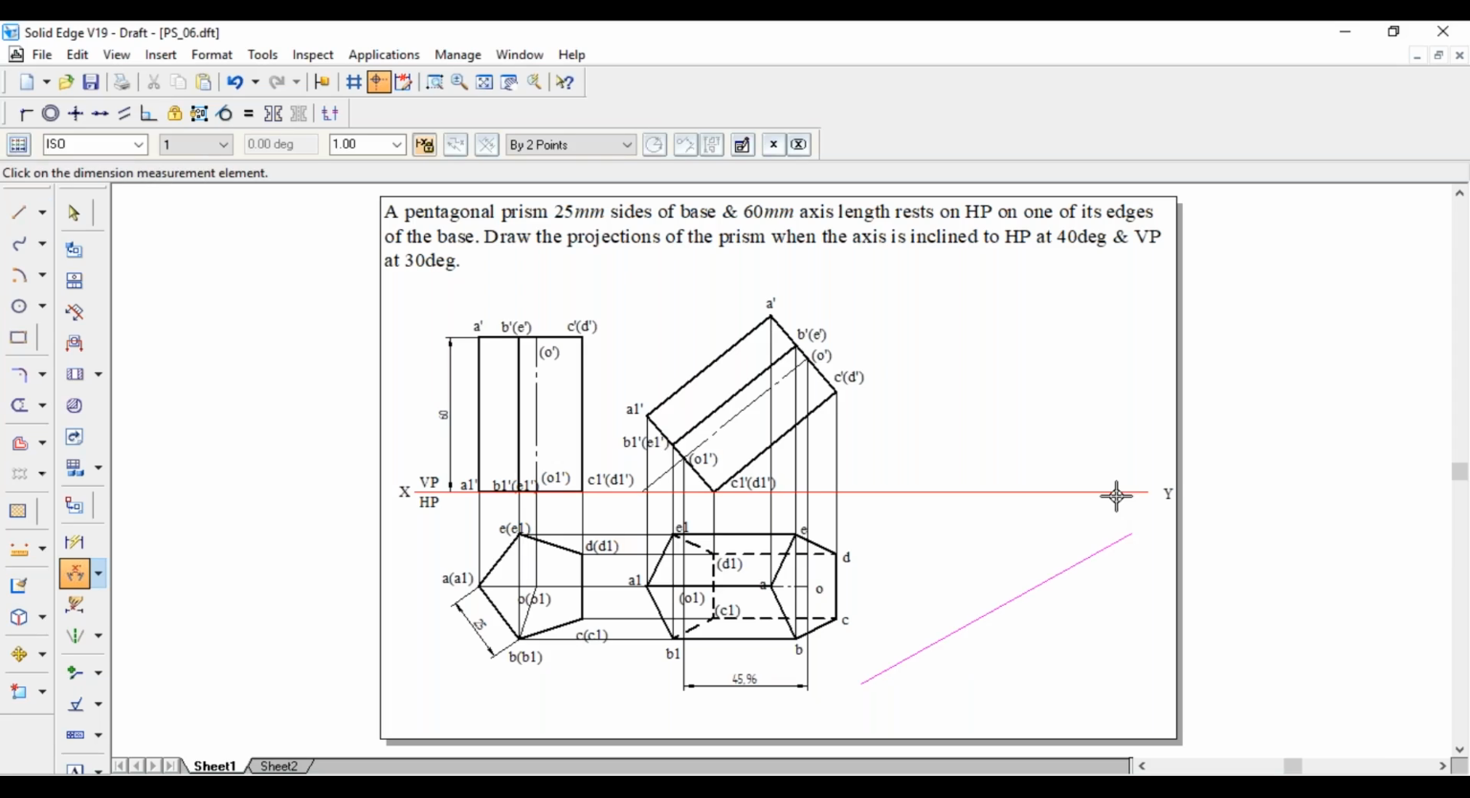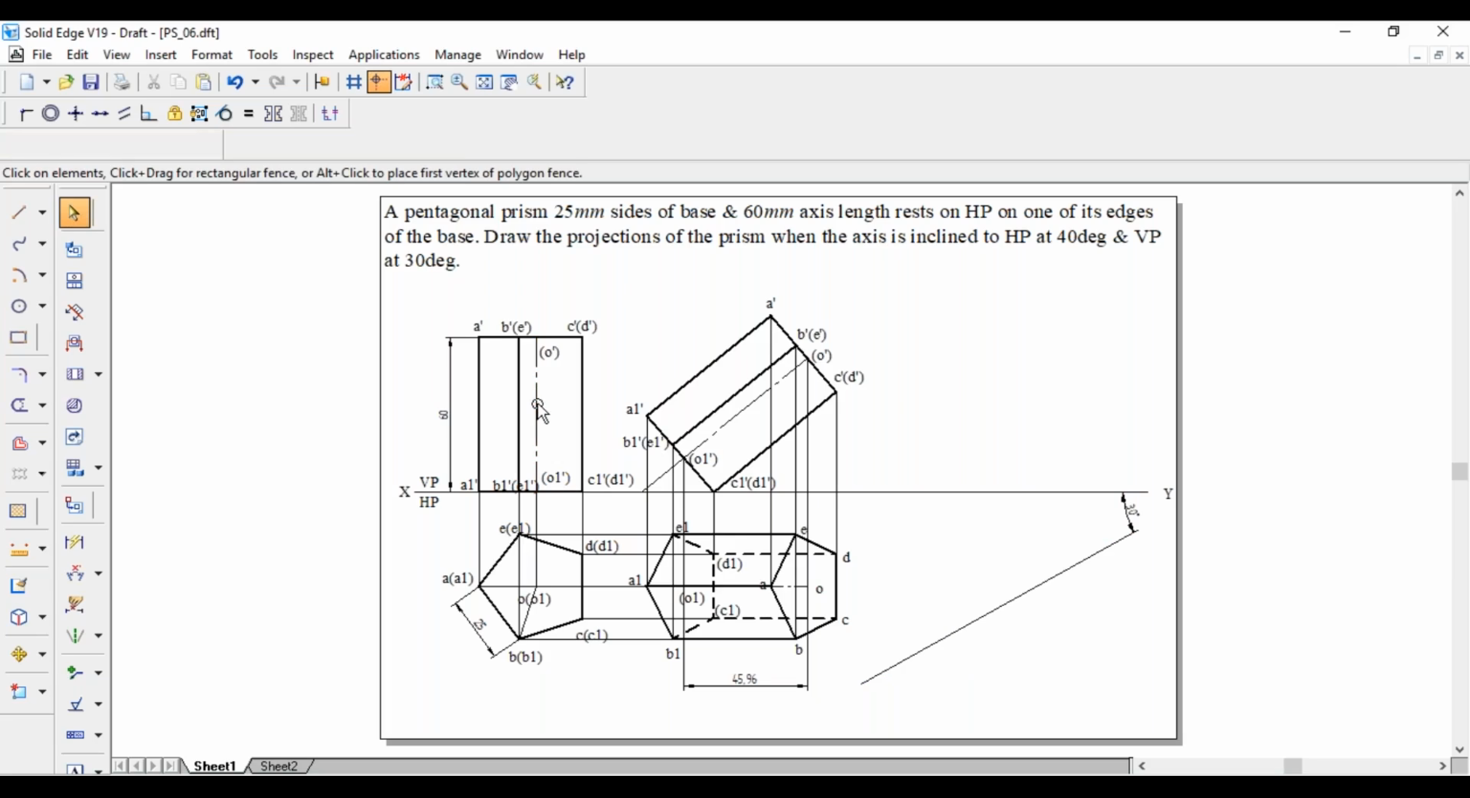This is 30 degree. Now take this original length as radius, that is 60 mm as radius. Anywhere on this line as center, cut an arc of 60 mm radius.